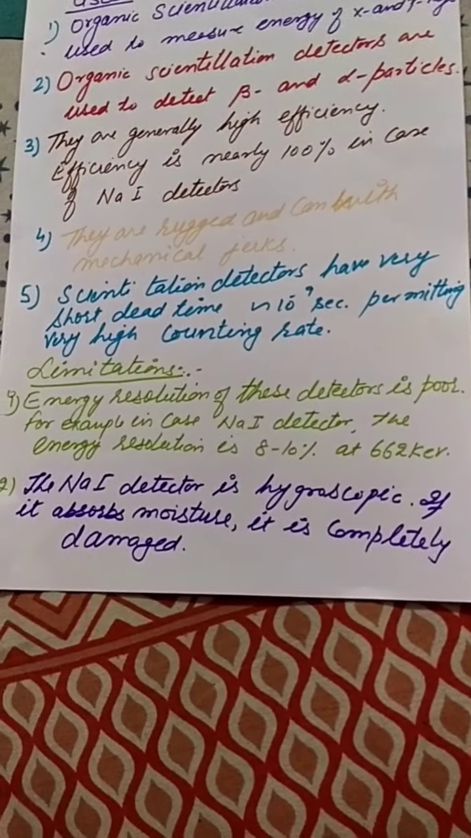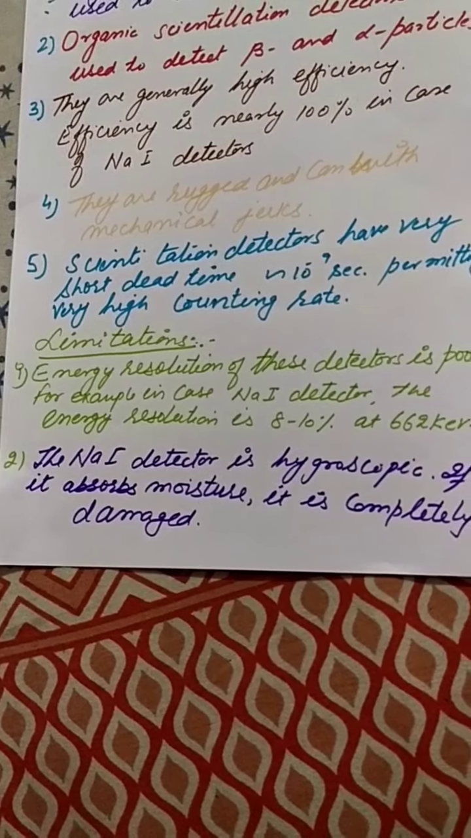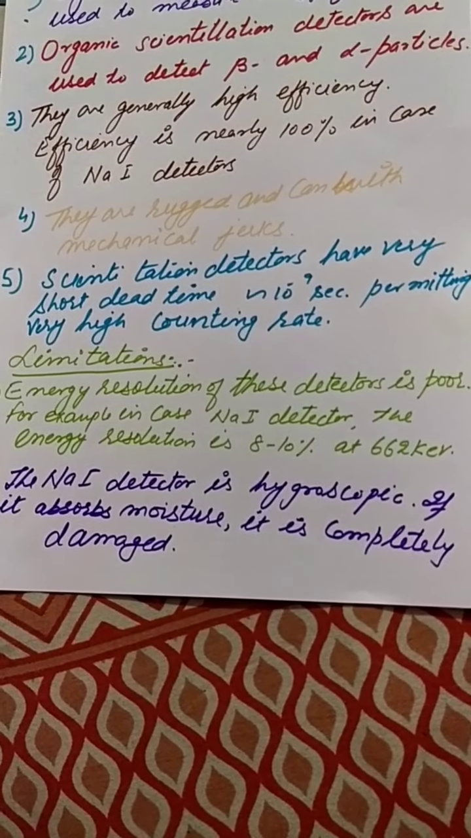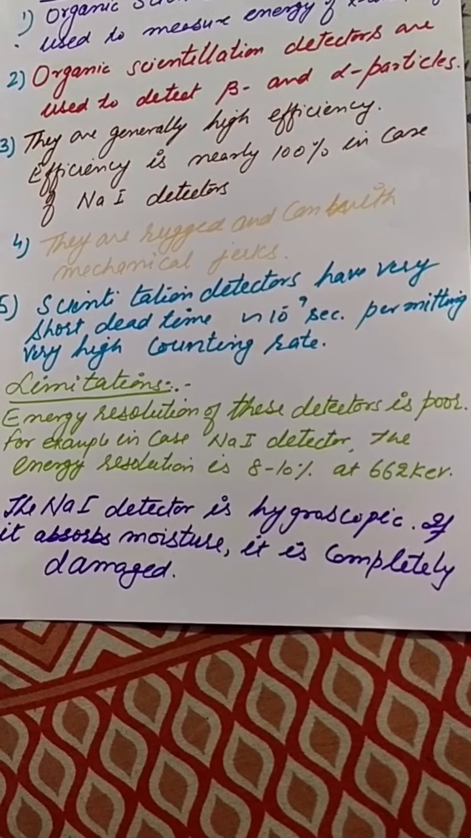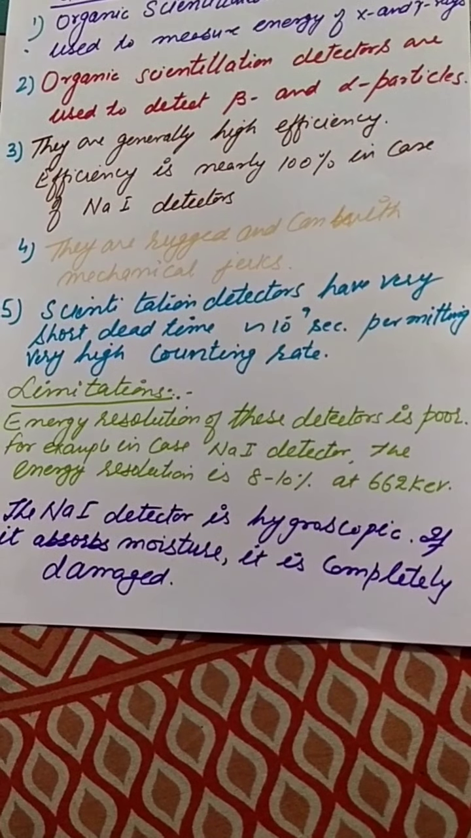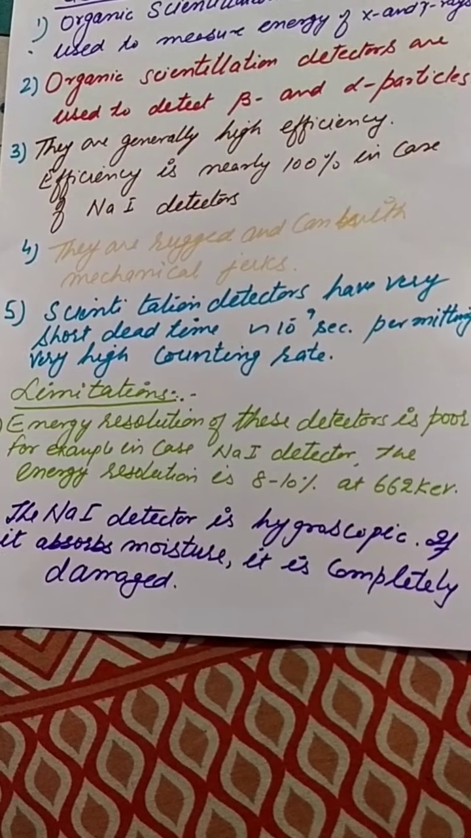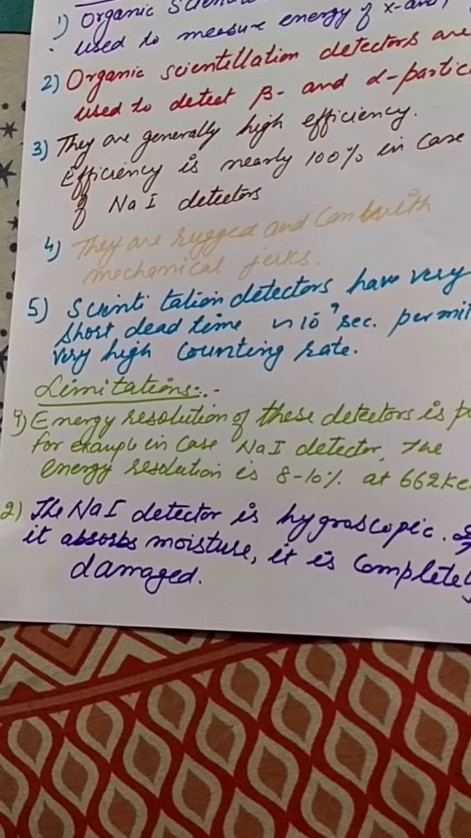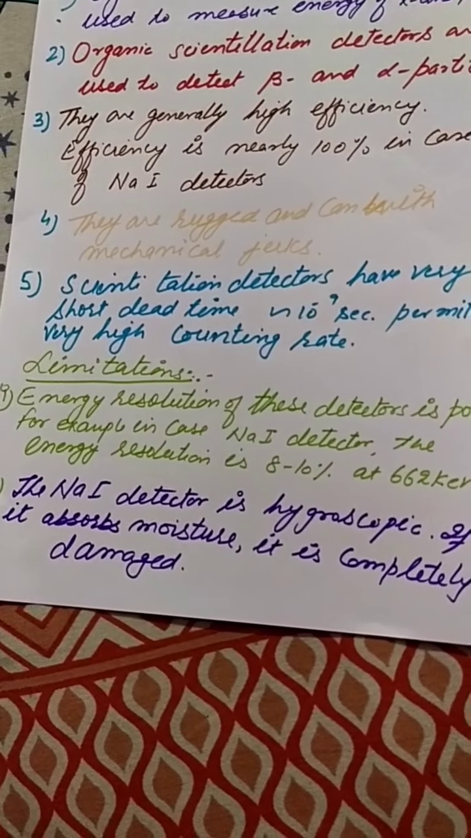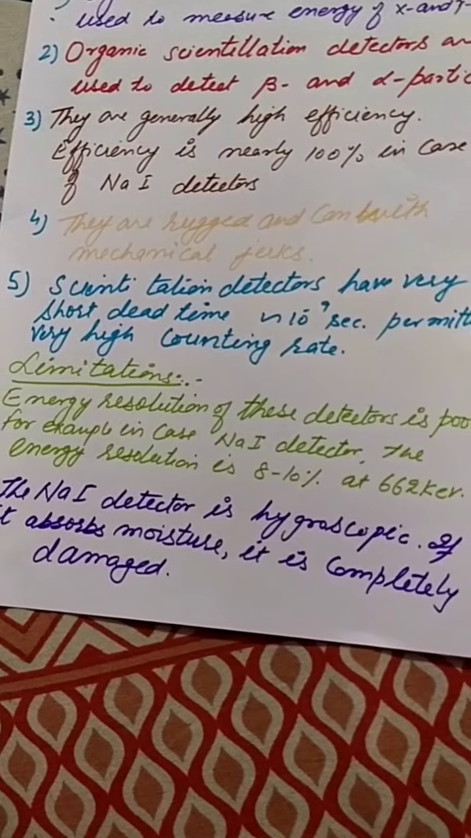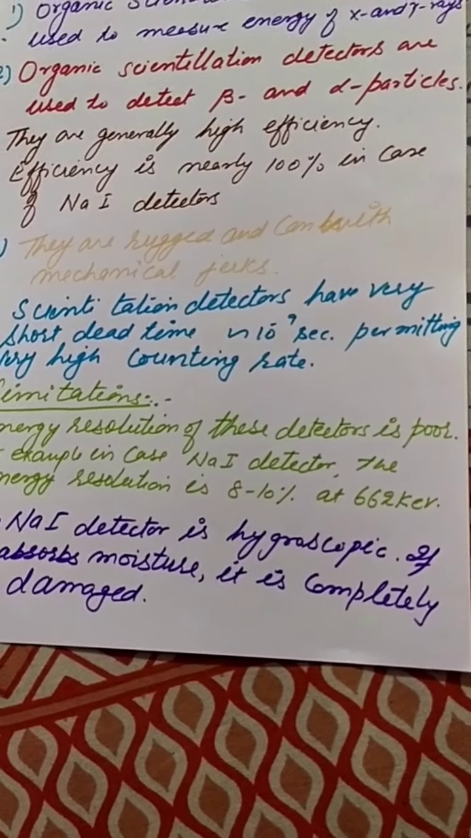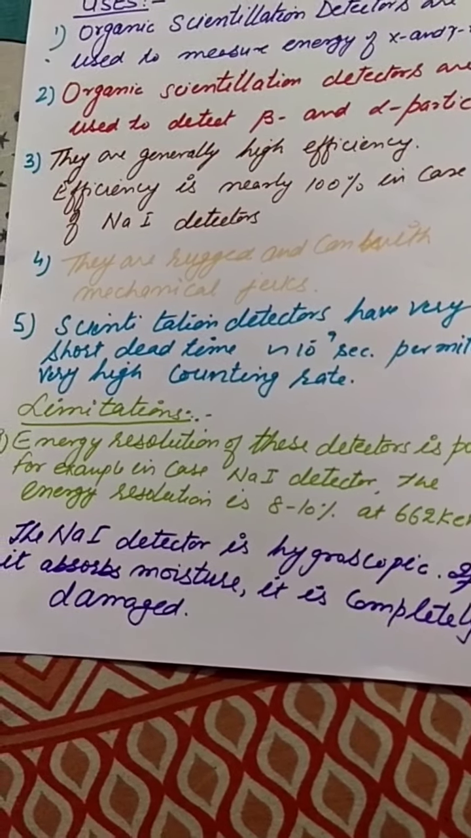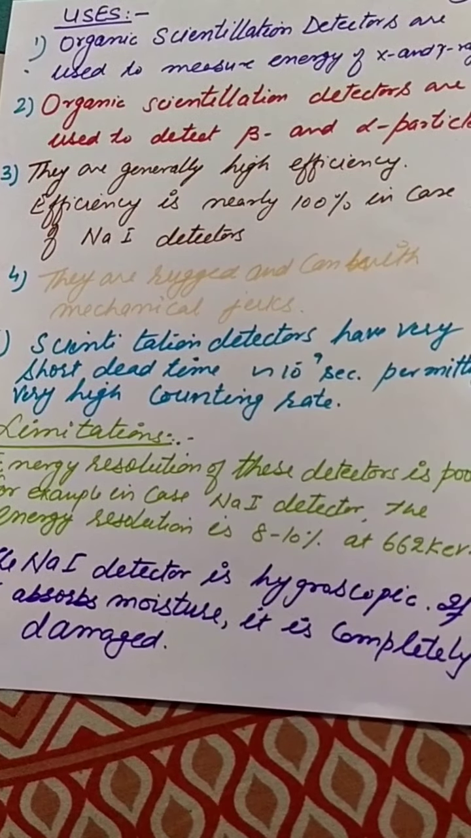Some limitations of scintillation detectors are also there. The sodium iodide detector is hygroscopic. If it absorbs moisture, it is completely damaged. So this is the main limitation of sodium iodide: moisture content. Secondly, the energy resolution of these detectors is very poor. Suppose we take the sodium iodide detector, the energy resolution is 8 to 10% at 662 kilo electron volts.